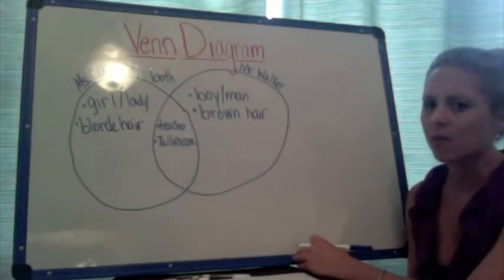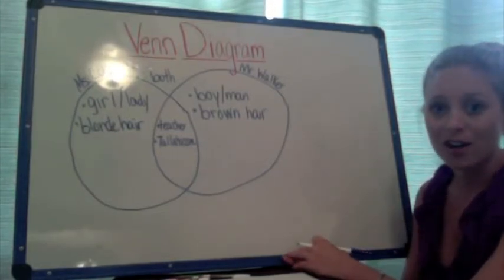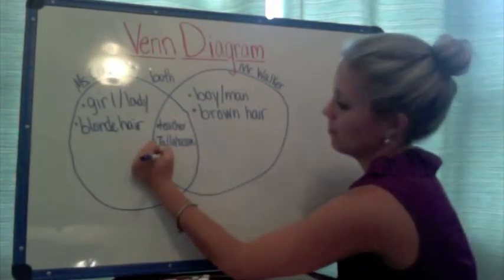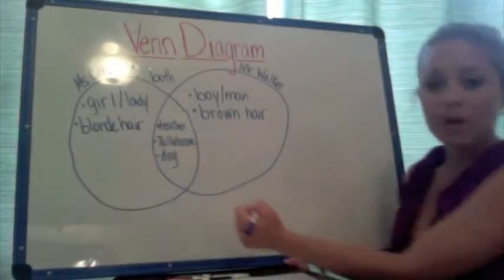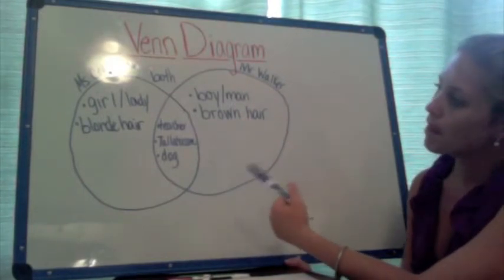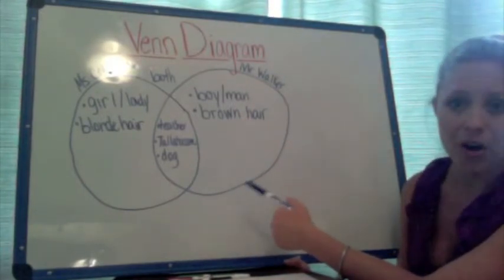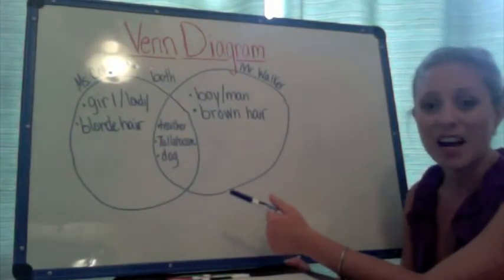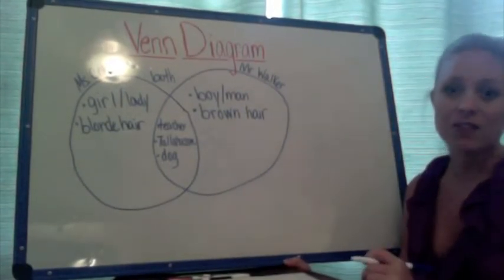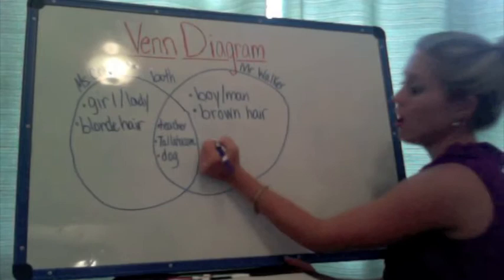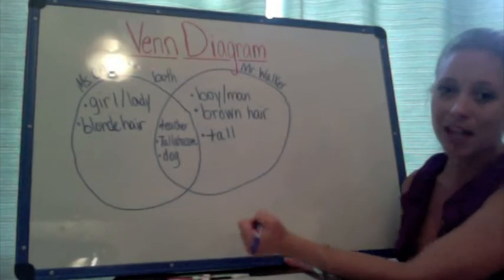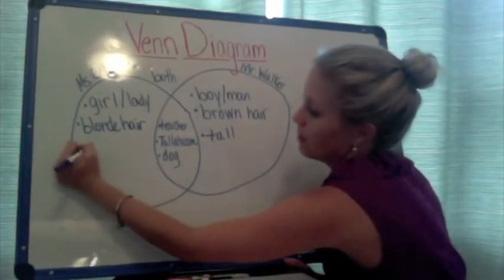And you know what? If I can remember correctly, Mr. Walker has a dog. I have a dog. That's something else we have in common. That would go in the middle. And lastly, we'll do one more of each. Mr. Walker is really tall. He's almost 6 feet and 5 inches tall. I am not that tall. I am only 5'2". So he would be tall. And I'm kind of short. So that would go in mine.